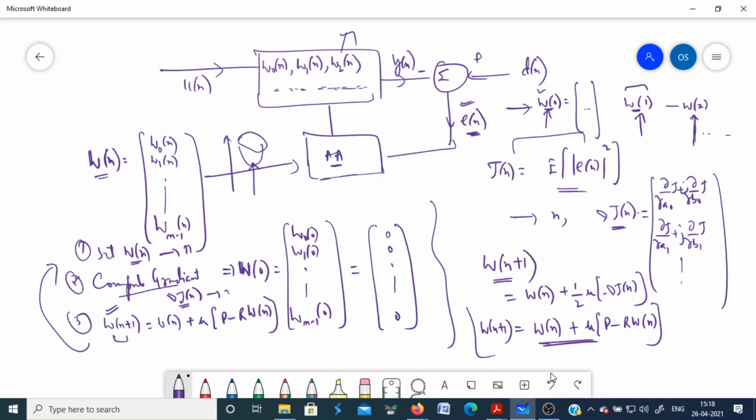The selection of mu is very critical, because it decides how much time it will take for this adaptive filter solution to converge to the Wiener filter solution. It also defines your convergence rate. Next we will discuss the stability of the steepest descent algorithm, and for that you will see that mu must be between certain limits for this algorithm to be stable.